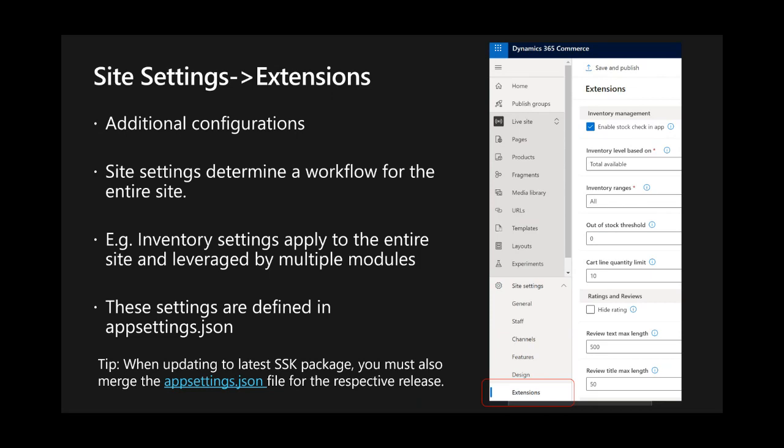And typically, if something is defined as an inventory setting, it's going to be leveraged across multiple modules. For example, inventory management settings will be used by your buy box, cart, checkout, wish list, and other modules. The site settings are defined in app settings.json. And another quick tip with app settings.json, when you're updating to the latest module library package, you must also make sure that you merge the app settings.json file for the respective release, so you get the latest settings as you update to your new releases.